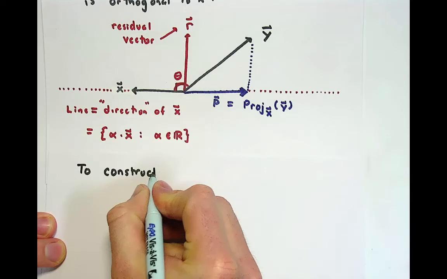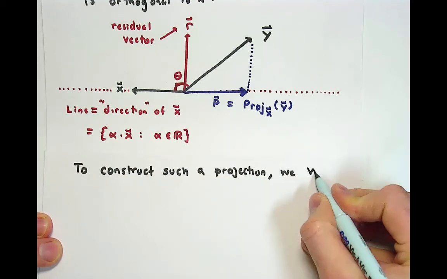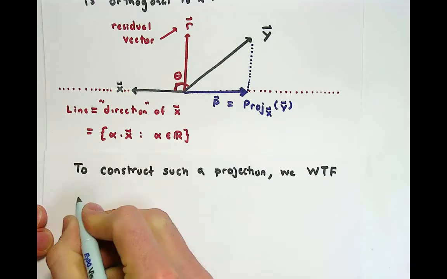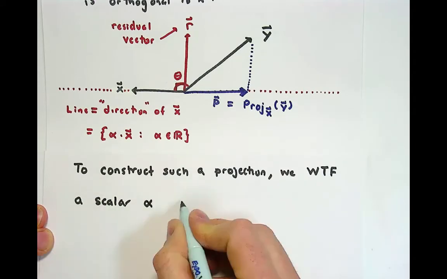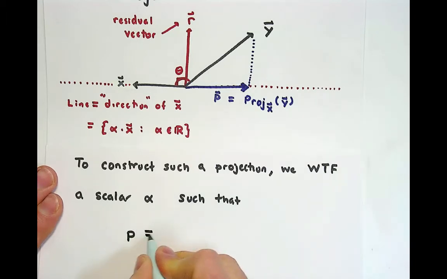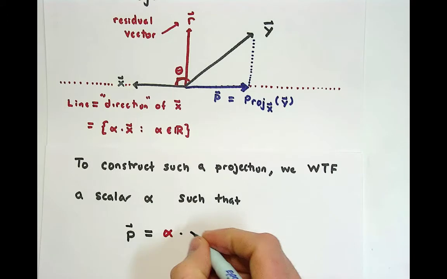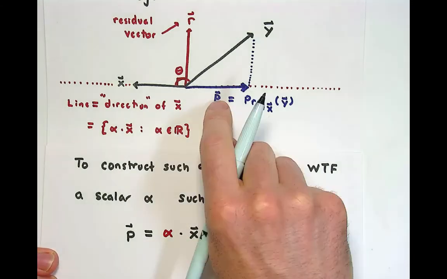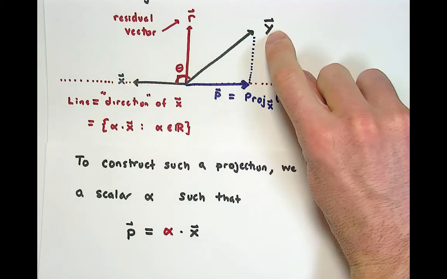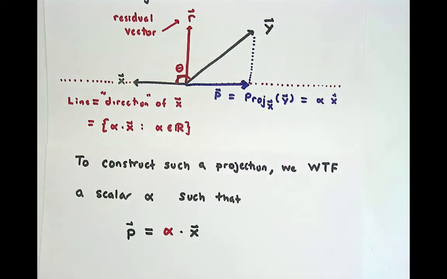To construct such a projection, we want to find a scalar alpha such that P is equal to some unknown scalar. We don't know what the scalar is going to be, but we know that whatever it is, alpha times x should be equal to P, since P was in the direction of x. So that was the construction. We were going to do this by trying to find that alpha. That's the real choice, right? So this is some unknown alpha times x.